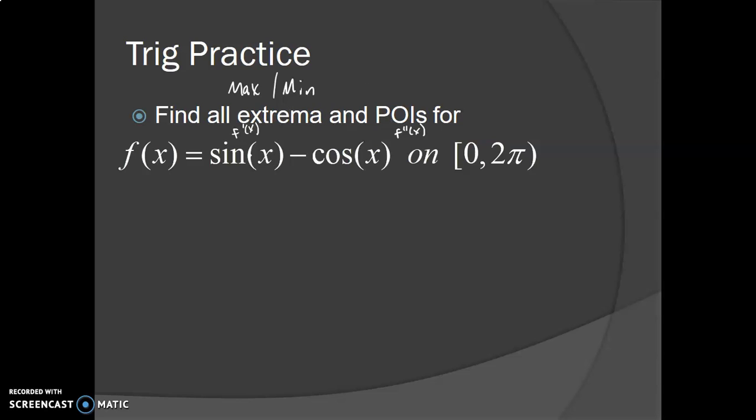And on a function dealing with sine and cosine, those are defined everywhere. So we're going to be looking where the first derivative is 0 and where the second derivative is 0. So the first thing we have to do is find the first and second derivative.